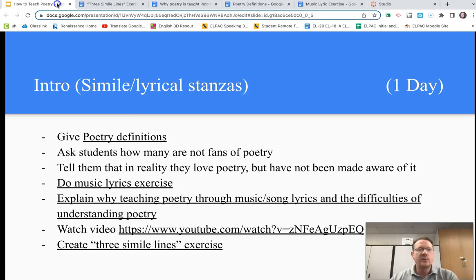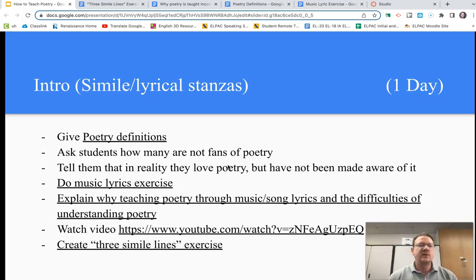So just a real quick review. I start class by having the students write down the definitions of poetry. We're going to go back to those definitions throughout this unit. I ask students how many are not real big fans of poetry. I usually get a bunch of responses. I tell them that not only are they fans of it, but they absolutely love it. And I say, now I've got to prove it to you.